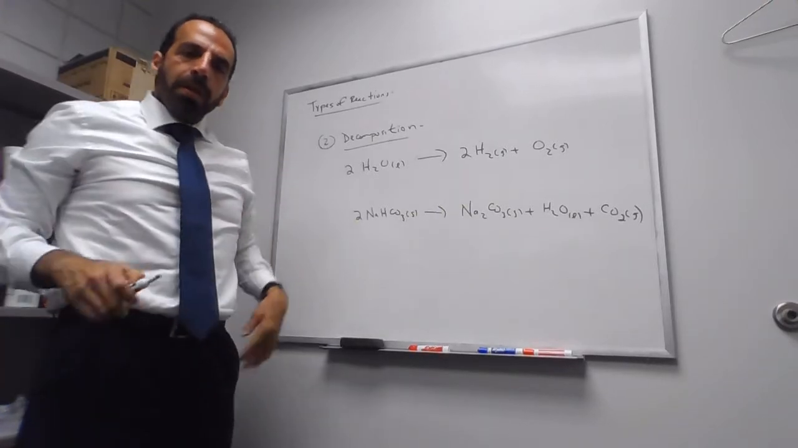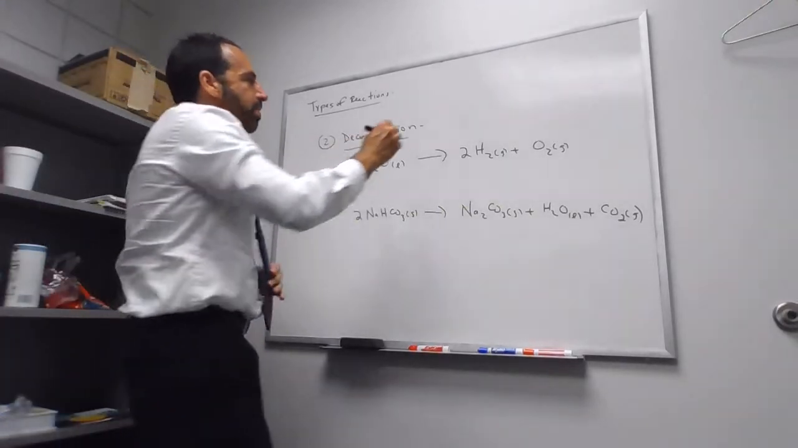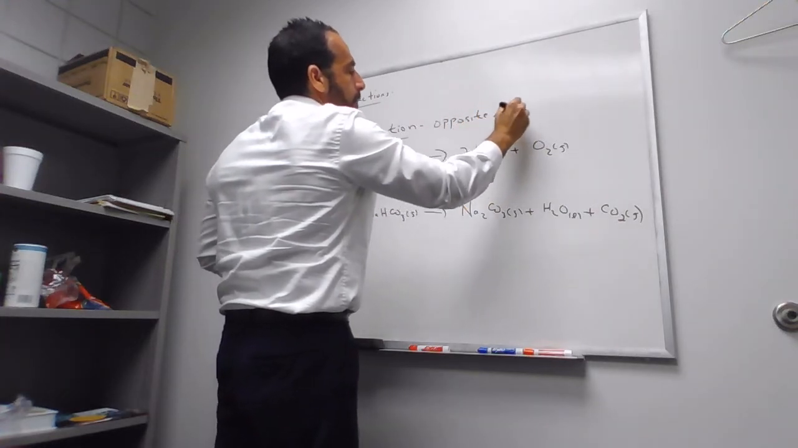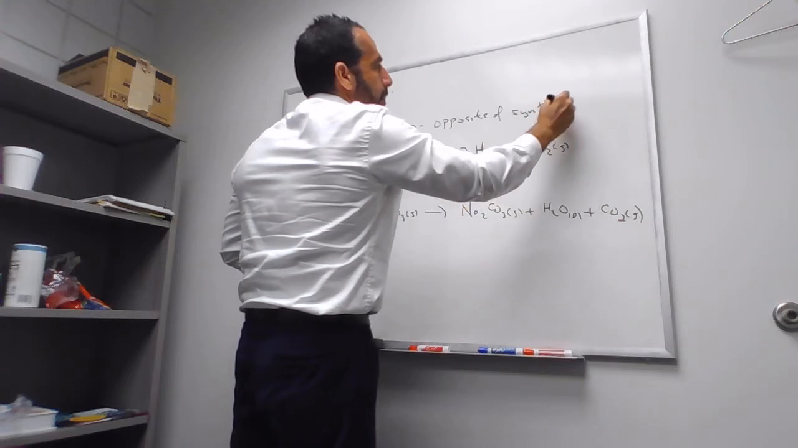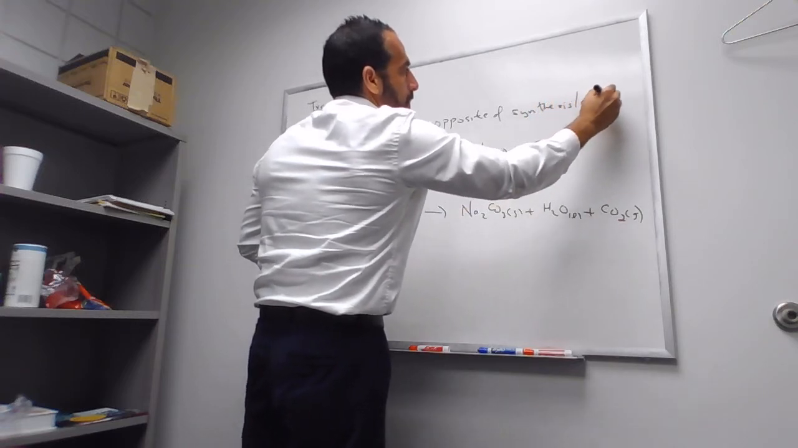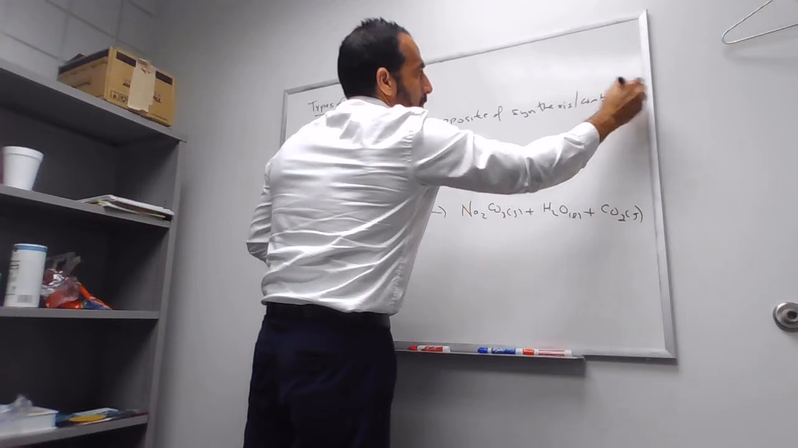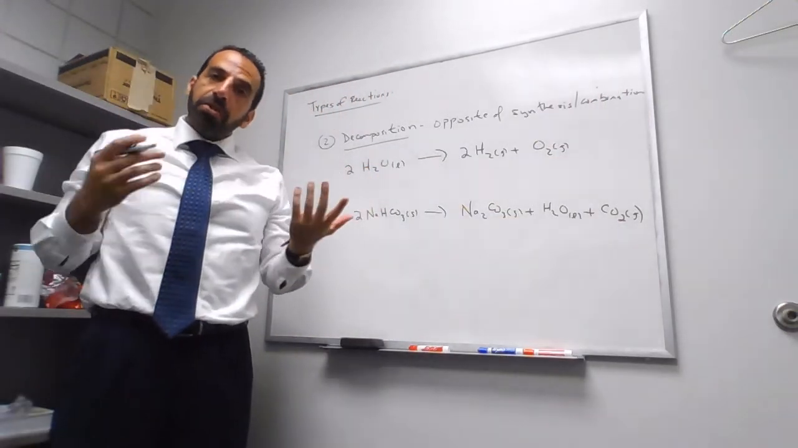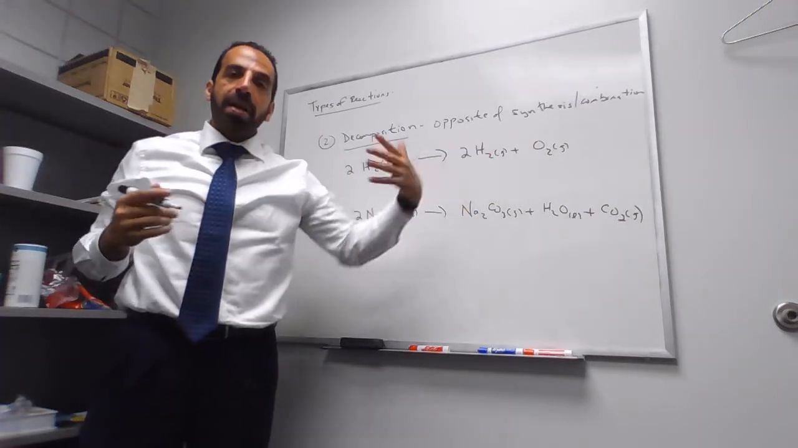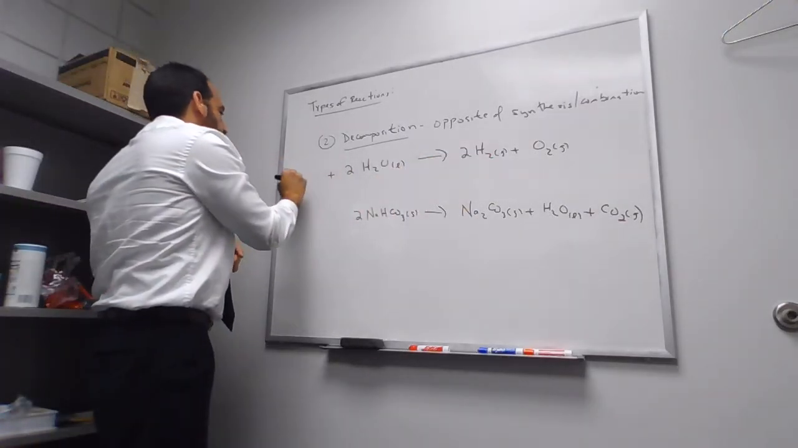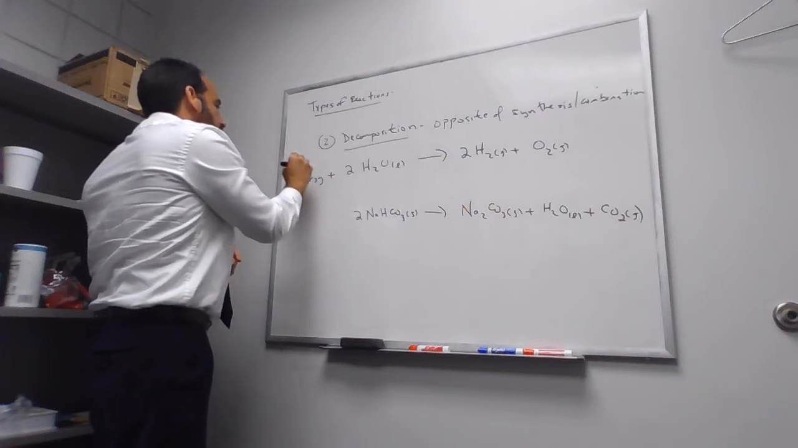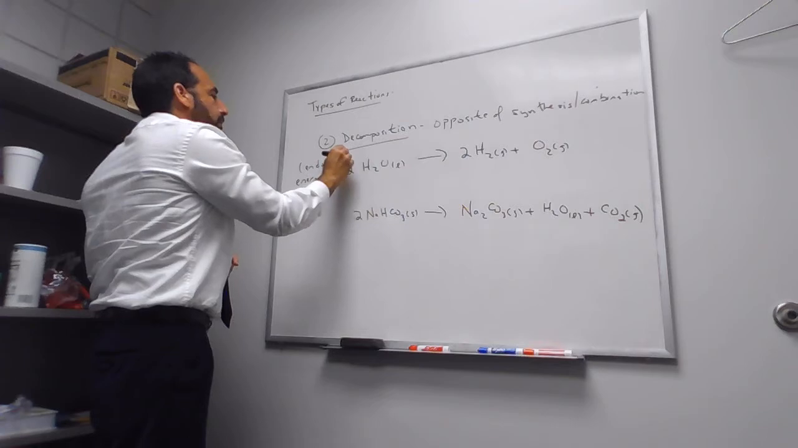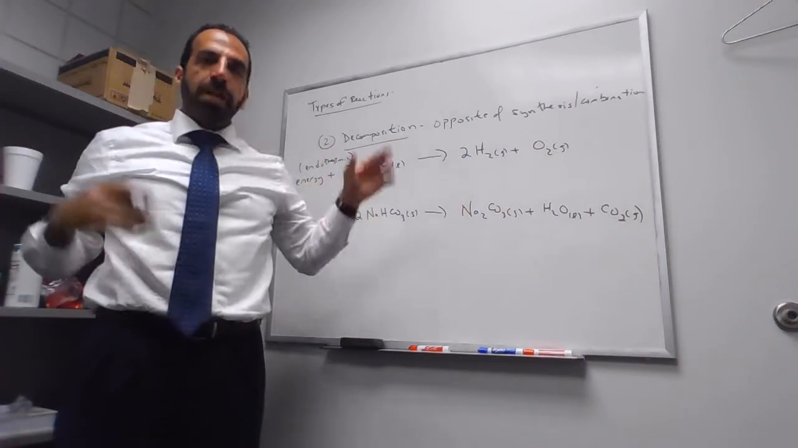So let's continue. Let's look at decomposition. This is basically the opposite of combination or synthesis. So basically, you go from one compound, say I have water. If I add some electricity to it, I'm going to break it down to hydrogen and oxygen gas. I have to add some energy to it. This is called endothermic. So endothermic, you add some energy, you're breaking it down.